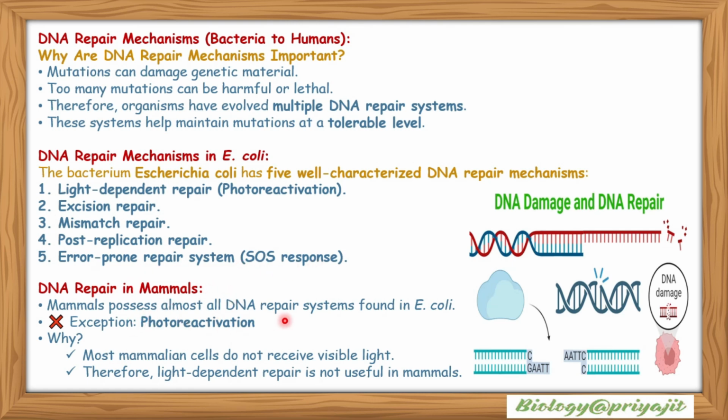So, DNA repair in mammals. Mammals possess almost all DNA repair systems found in E. coli. The exception is the photoreactivation process. Why? Because most mammalian cells do not receive visible light, therefore light-dependent repair is not useful in mammals.